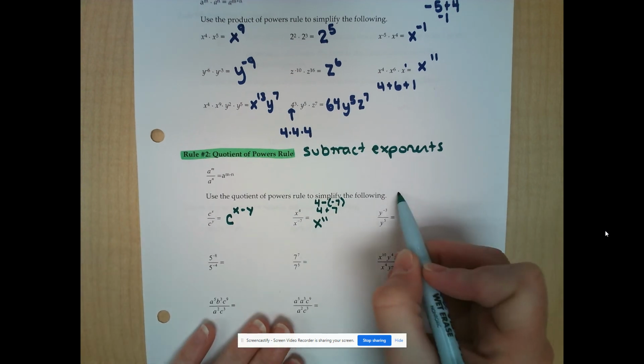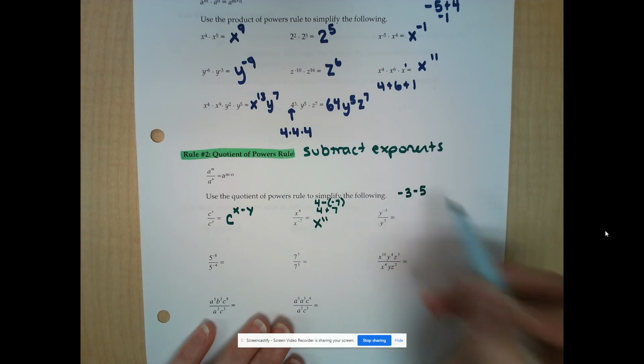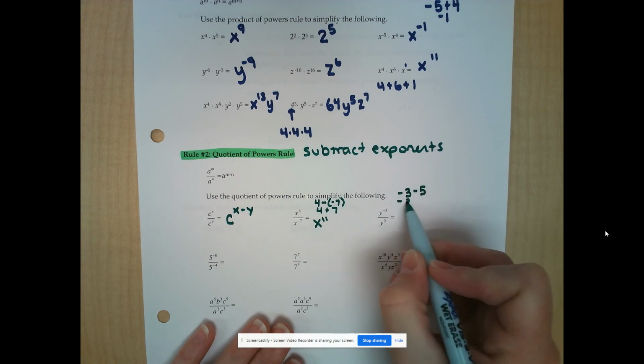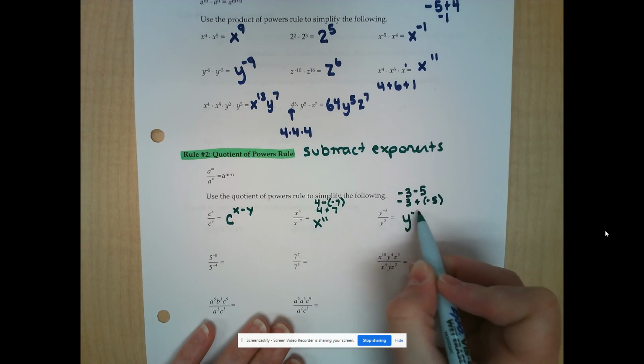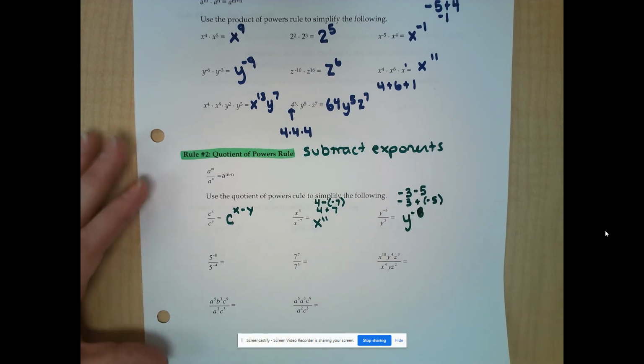Same idea on this one, negative 3 in the numerator, take away 5 in the denominator. I can rewrite that as negative 3 plus negative 5. It's going to be y to the negative 8th. That is a negative 8, even though it's missing the little holes in the 8.